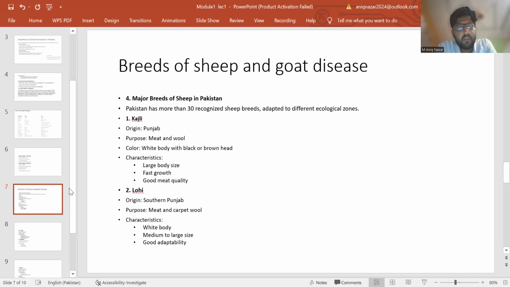Kajli is in Punjab. It is majorly used for meat and wool. Its color is white and black with a brown head. Its characteristics are large body size, fast growth, and good meat quality. Next is Lohi, located in southern Punjab. Its purpose is meat and carpet wool. You can see that different carpets are made from the wool which is obtained from Lohi. Its characteristics are wide body, medium to large size, and good adaptability.